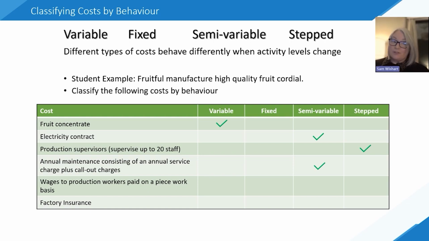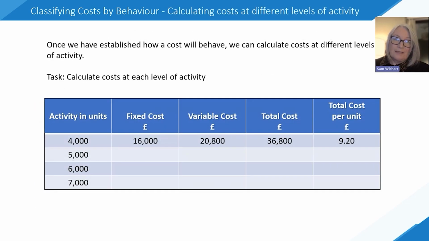And then wages to production workers paid on a piecework basis. Piecework basis means that the employee gets paid for every unit they produce. Yeah, variable. Obviously, the more units that are produced, the higher that cost will be in direct proportion to what's being produced. And then finally, factory insurance. Excellent. Yeah, fixed cost. That's a time-based cost, isn't it? It's not going to change in direct proportion to activity. Excellent. Okay.